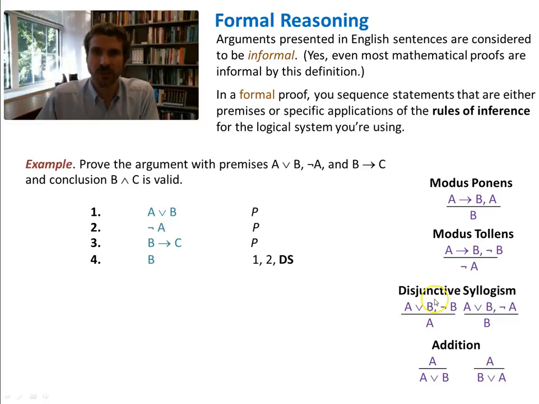So we use our disjunctive syllogism to give us B. And now we can use modus ponens to get us C using lines 3 and 4. We always have to note exactly which lines we're dealing with. It's of critical importance. Now we need, in order to conclude that B and C is true. So we've got B here on this line, we've got C on this line, but I need to know that B and C together is true.